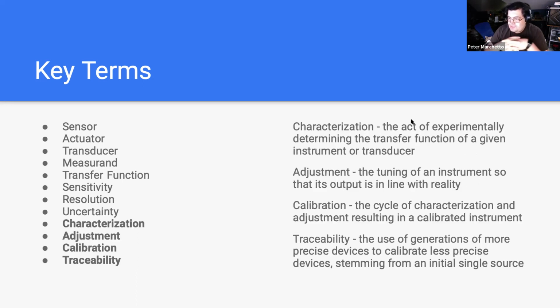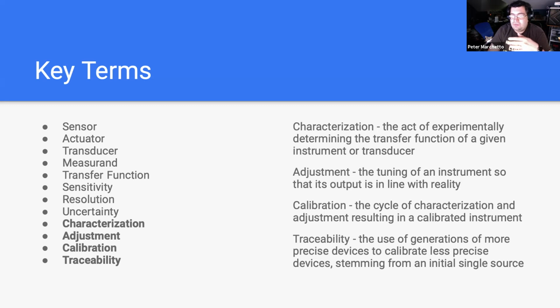Then we've got characterization, adjustment, calibration, and traceability. Characterization is the act of experimentally determining the transfer function of a given instrument or transducer. Sarah has been characterizing the behavior of dissolved oxygen probes, and the behavior has not been necessarily the greatest, so we work on that. Adjustment is the tuning of an instrument so that its output is in line with reality. When you put the two of these together, then you get calibration. Calibration can't exist without adjustment. Without adjustment, calibration is just characterization.